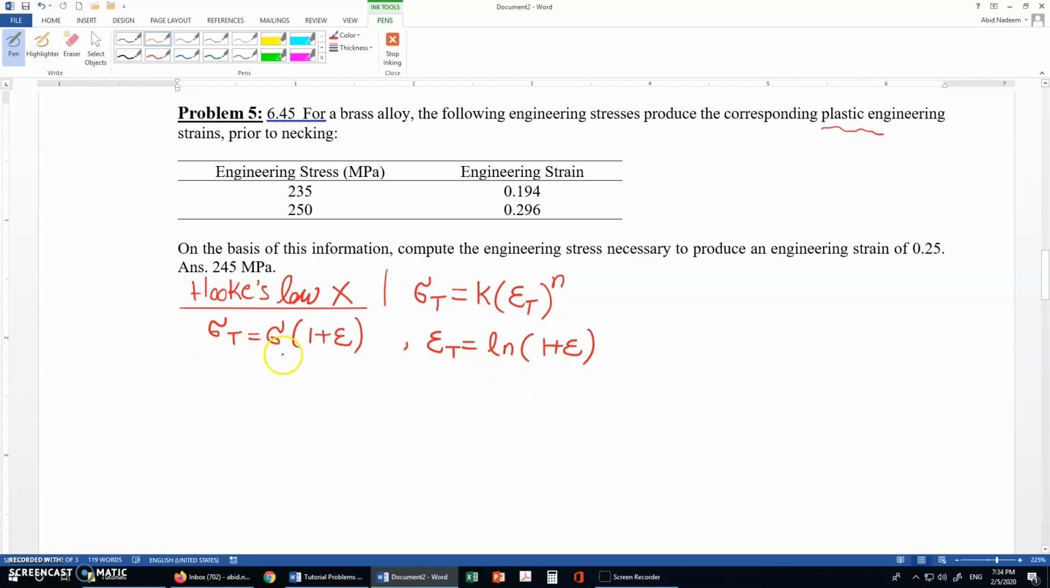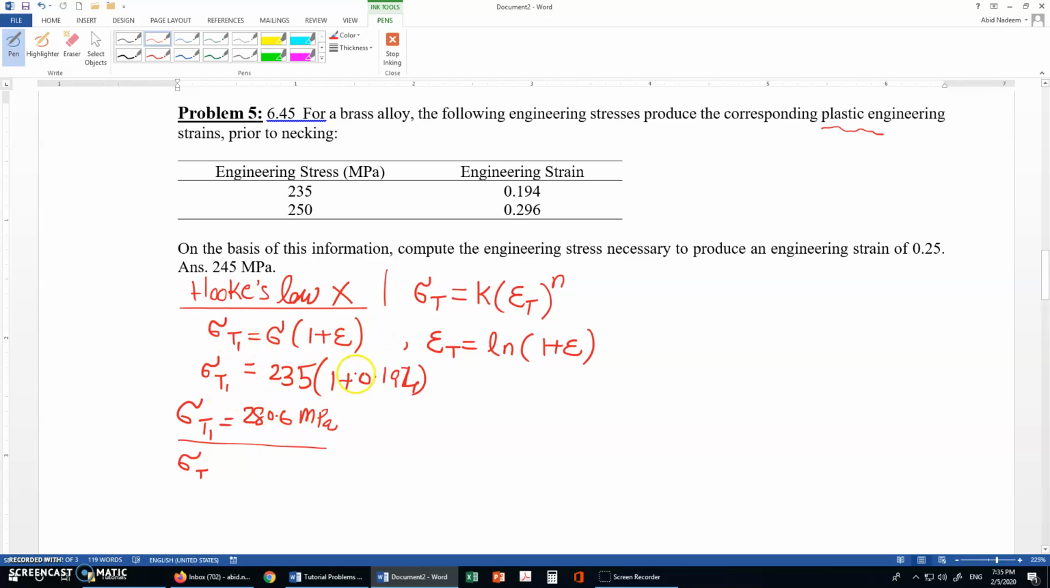So let's convert these engineering stress and engineering strain into true stress and true strain. If it is 235, then this is not the true strain, my mistake. I need to find the true stress: 235 times (1 plus the engineering strain). Engineering strain is 0.194. So this will give a true stress equal to 280.6 megapascal.